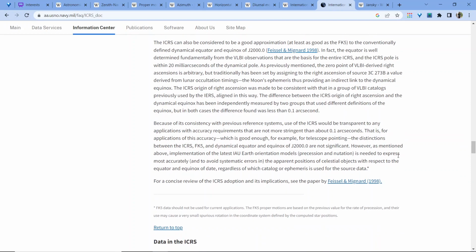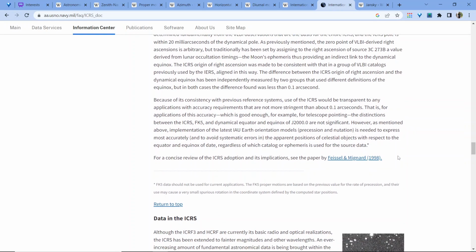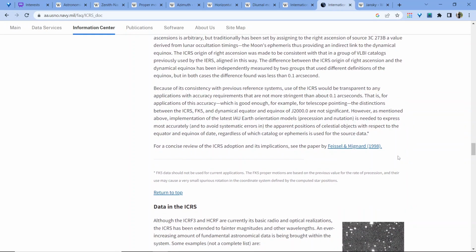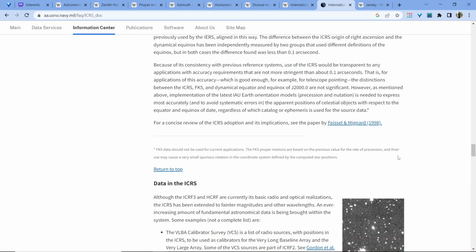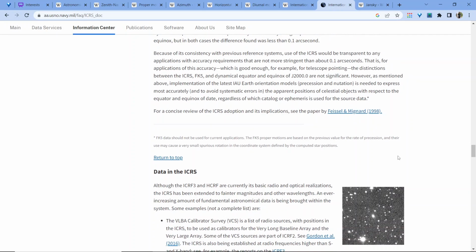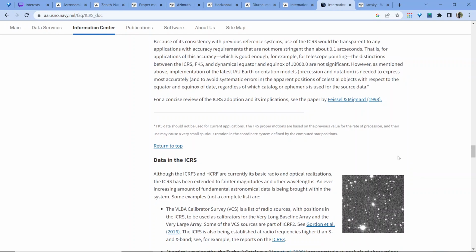However, as mentioned above, implementation of the latest IAU Earth orientation models, precession and nutation, is needed to express most accurately and to avoid systematic errors in the apparent positions of celestial objects with respect to the equator and equinox of date, regardless of which catalog or ephemeris is used for the source data. For a concise review of the ICRS adoption and its implications, see the paper by Feissel and Mignard in 1998.